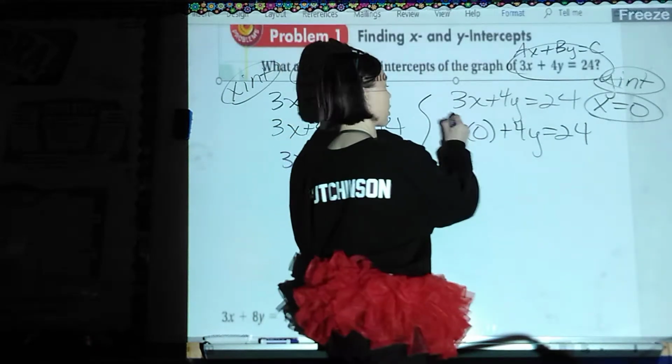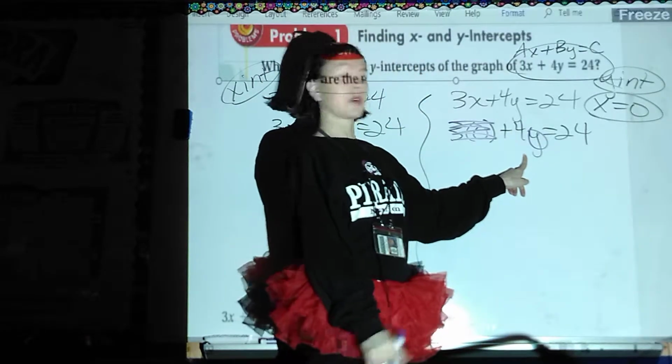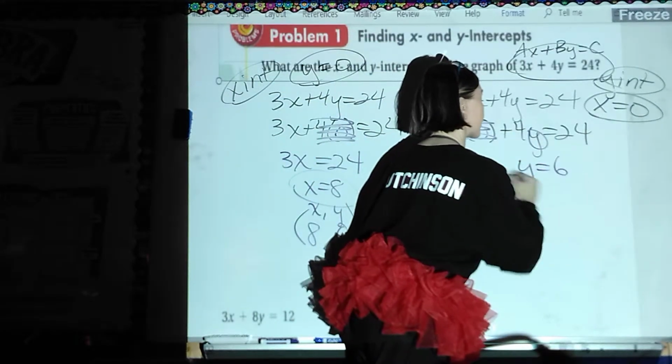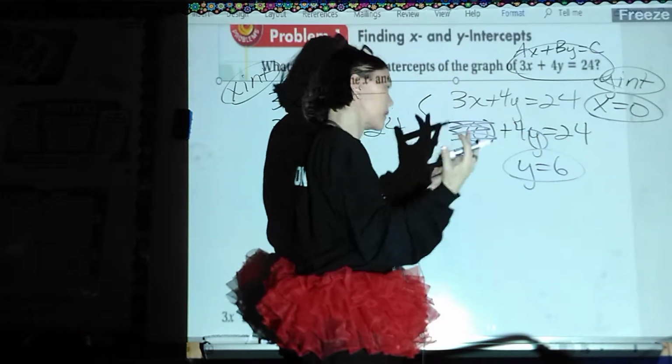3 times 0 is what? 0. Goes away. All we have to do to solve for y is what? Divide by 4 on both sides. So y equals 6. But what's the official answer for the y-intercept?